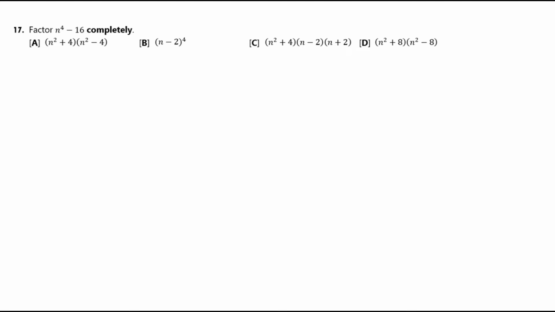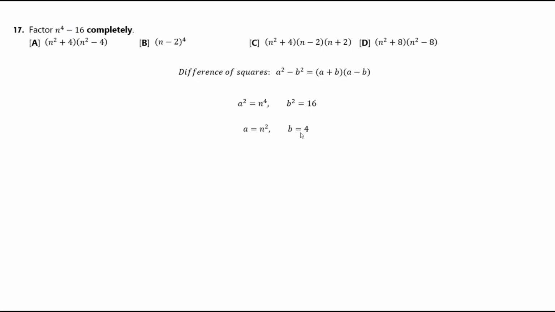Number 17 wants us to factor as well, but remember that this is a difference of squares. So the difference of squares is a squared minus b squared equals a plus b, a minus b. So we have to identify our a and our b. In this case, a squared is equal to n to the 4th. If you were to match those, they match out perfectly. A squared is n to the 4th, and b squared is 16.